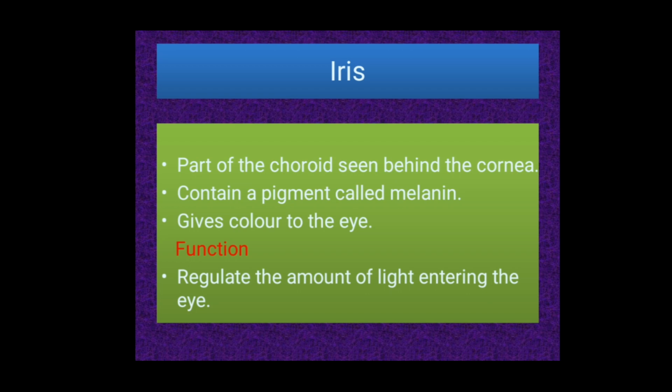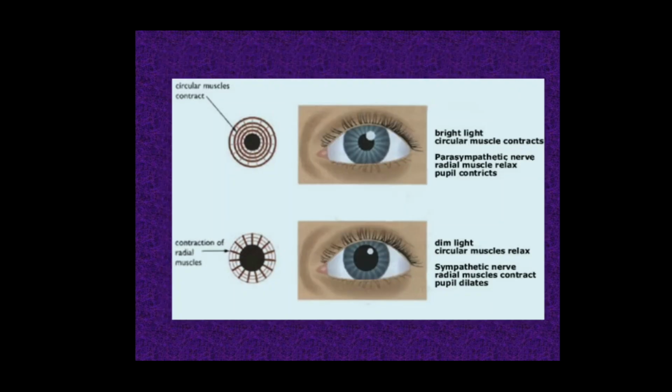Melanin, as you know, is a pigment or color-giving substance in our body, and it can absorb the excess light falling on the eye. So it regulates the amount of light entering the eye, and the melanin has a key role in absorbing the excess light falling on the eyes.